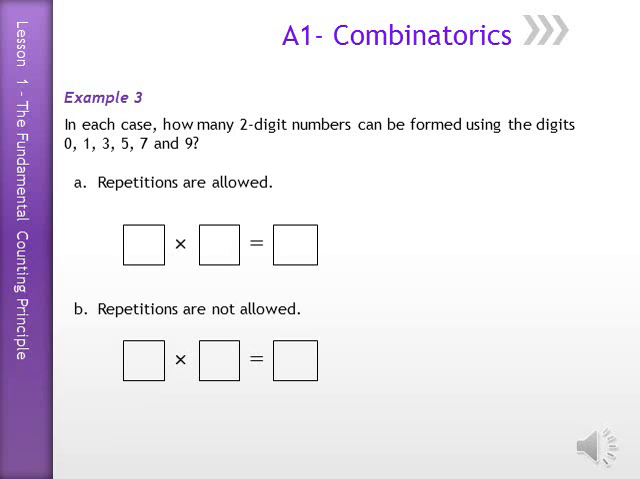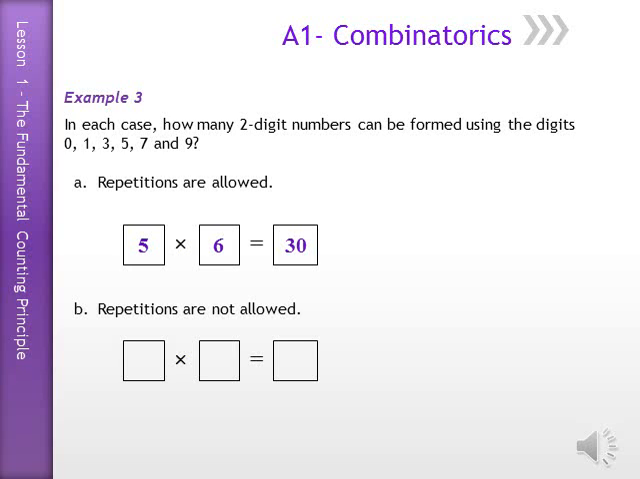The first digit can be 1, 3, 5, 7, or 9, which makes 5 choices. The second digit can be the same 5 digits from before, plus we could also have 0, for a total of 6 possibilities. We multiply 5 times 6 and we get 30 different two-digit numbers using 0, 1, 3, 5, 7, and 9.